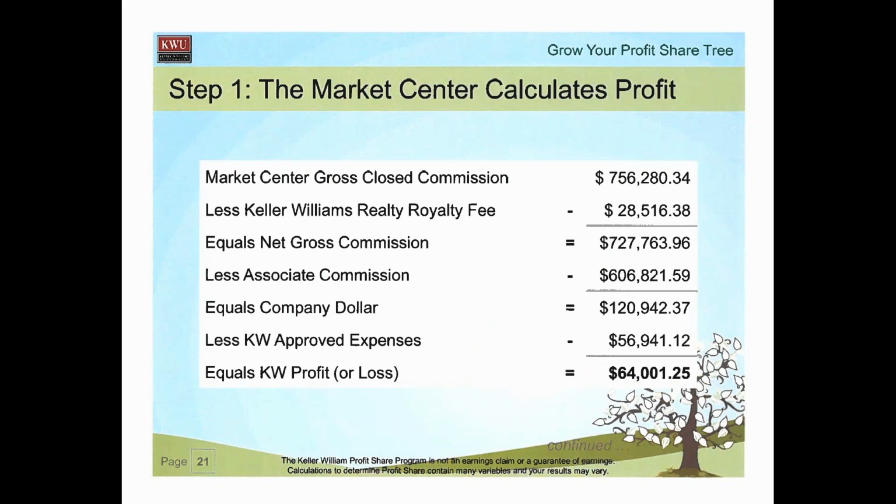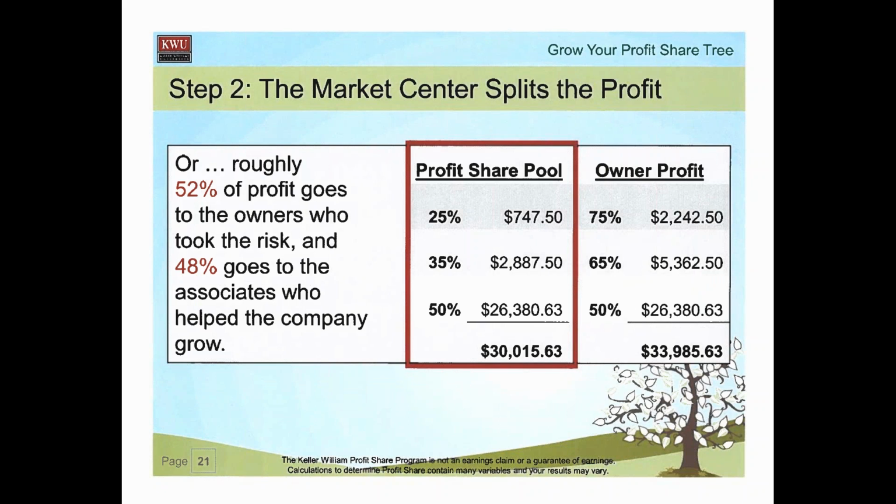If you're not a numbers person or whatever, this kind of shows how it's calculated. You take the gross commission, we pay out the royalty fee and the commissions to the associates. What's left over is called company dollar. So that's the splits that you're paying to the company. We use that money, the company dollar, to pay all of our bills. Once all the bills are paid, what's left over is profit. In this example, you can see there was $64,000 in profit that month. Then 52% is calculated to go to the owners, and 48% goes to profit share.